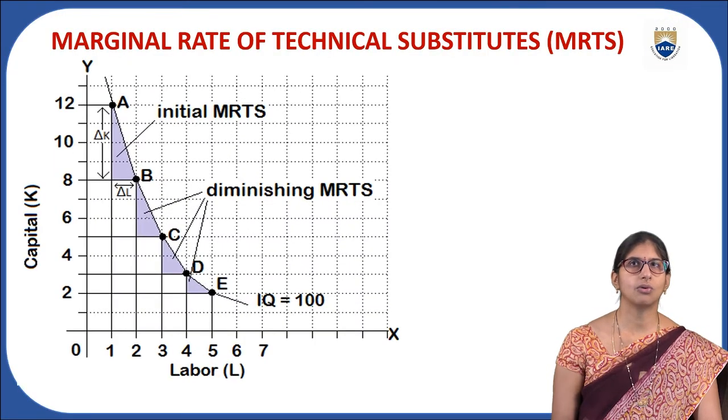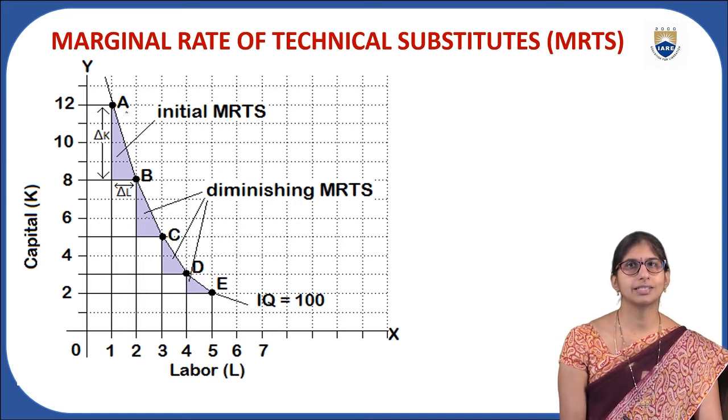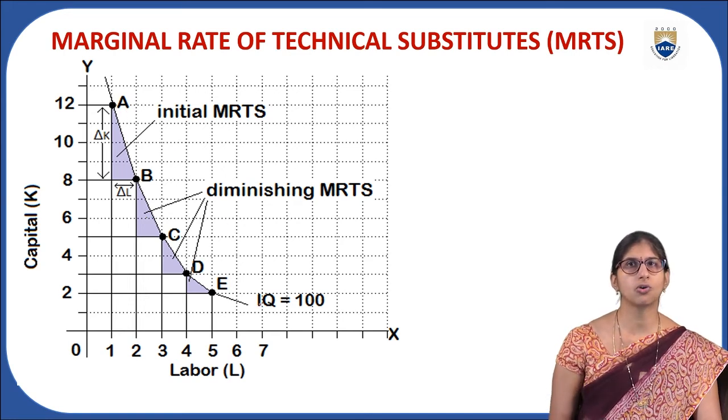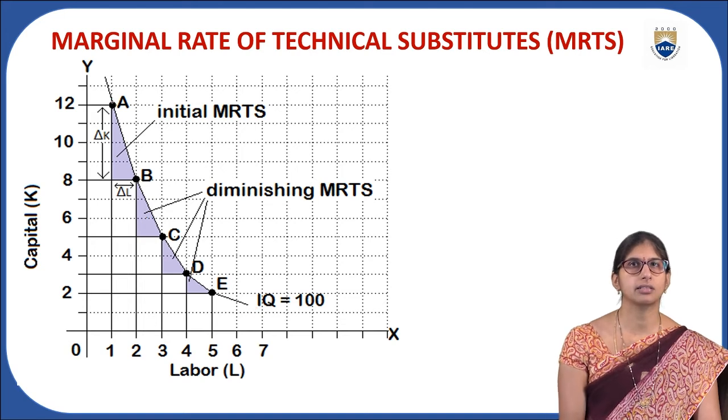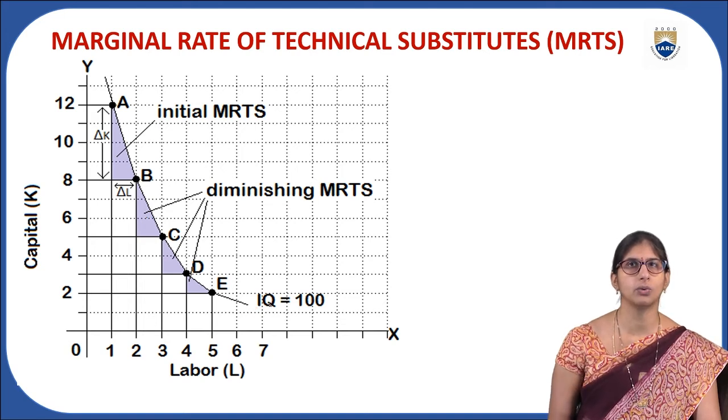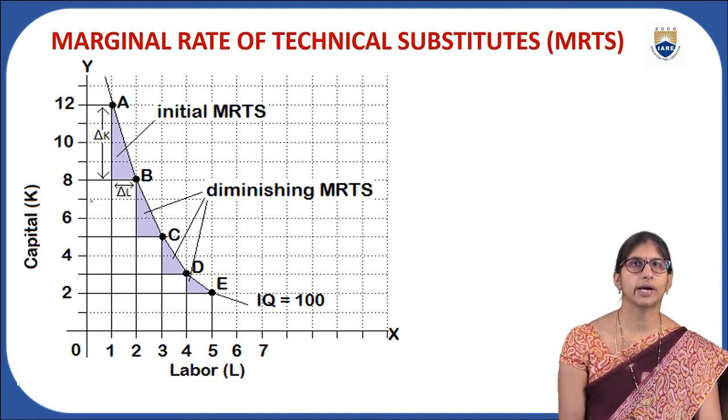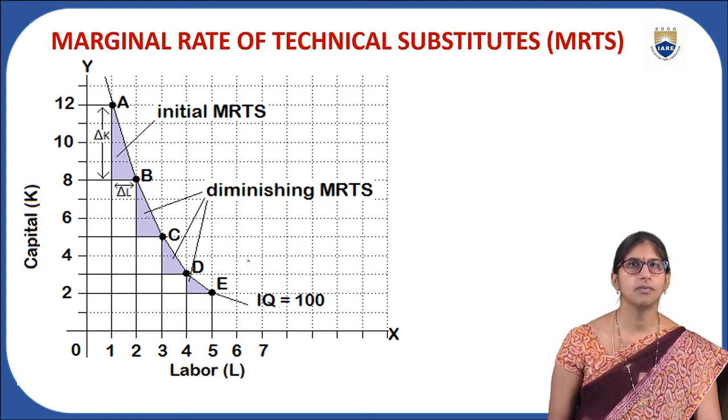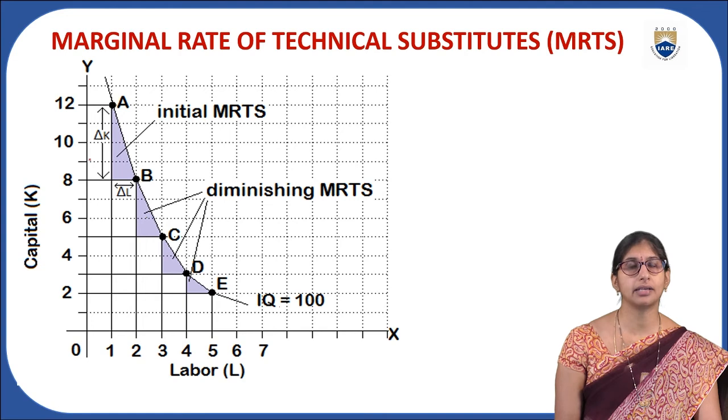So this is how the marginal rate of technical substitution looks. This is also an isoquant curve. Here we can see labor on the x-axis and capital on the y-axis. What is the MRTS, that is, the marginal rate of technical substitution?